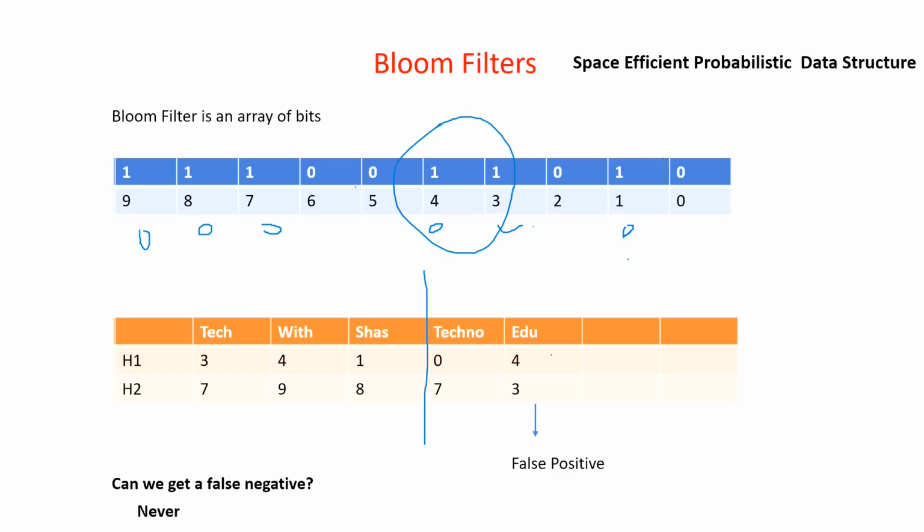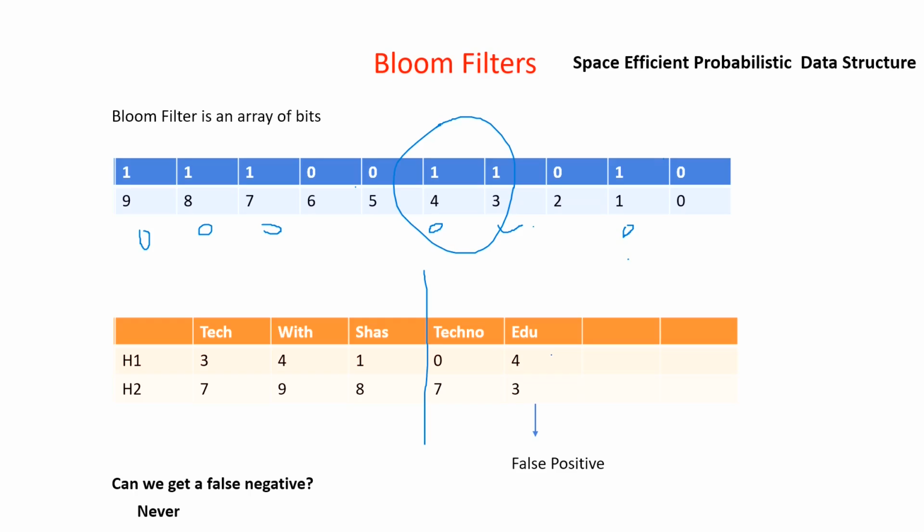But because of the other hash numbers, edu hash 4 and 3, and both were 1, right? So it gave an inference that edu was previously searched. So it gave a false positive. So it means that there is some probability that wrong information might be sent, right?